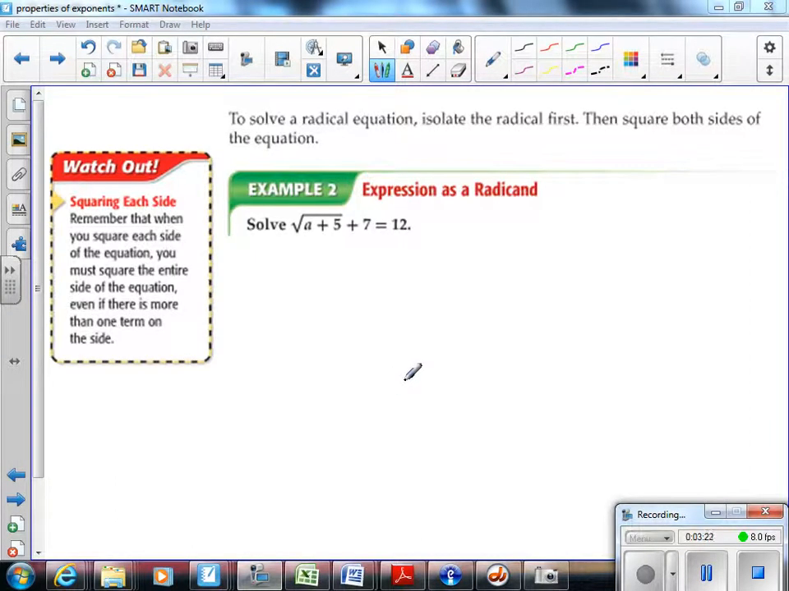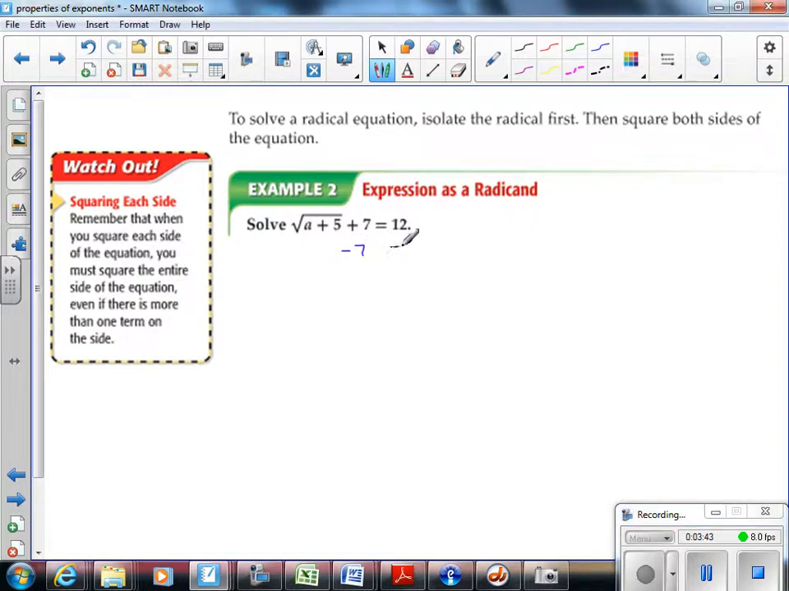All right, let's take a look at another problem. It's a reminder: to solve a radical equation, you first must isolate the radical. It's kind of like with the absolute value problems that we solved. You've got to get everything to the other side except for the absolute value symbol. Well, the same thing with your radical. So in this case, if I had the square root of a plus 5, plus 7 equals 12, what do I need to do first?